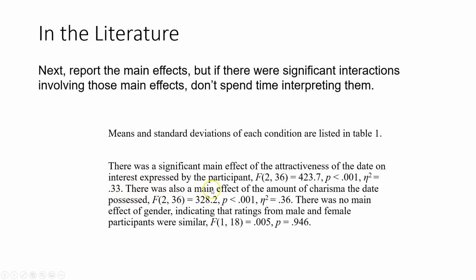Then we would say there was also a main effect of the amount of charisma the date possessed, and we would list all those same things, and then we would say there was no main effect of gender, indicating that ratings from male and female participants were similar, and again, this has a p-value of greater than 0.05, and if you have a non-significant ANOVA, then you usually don't need to report also the effect size, so we don't have that listed here.